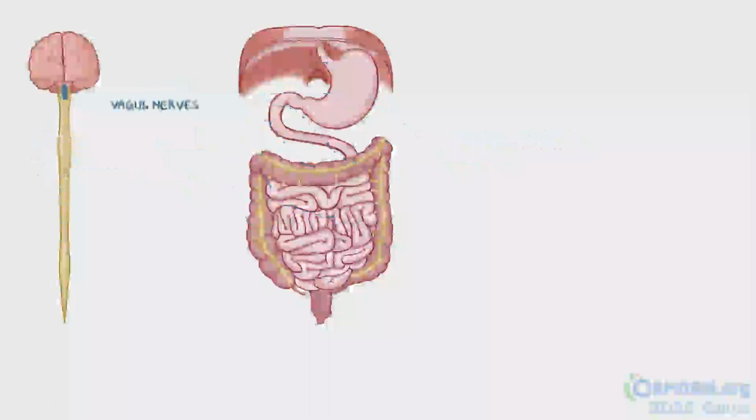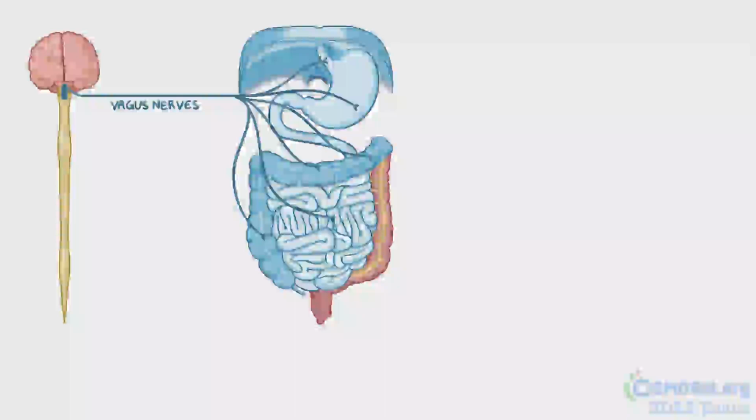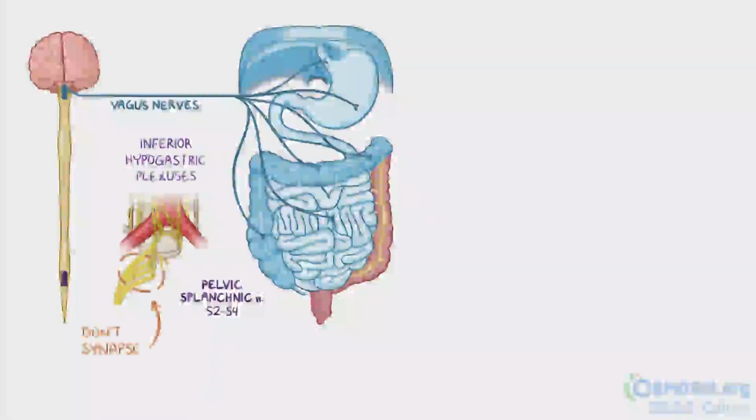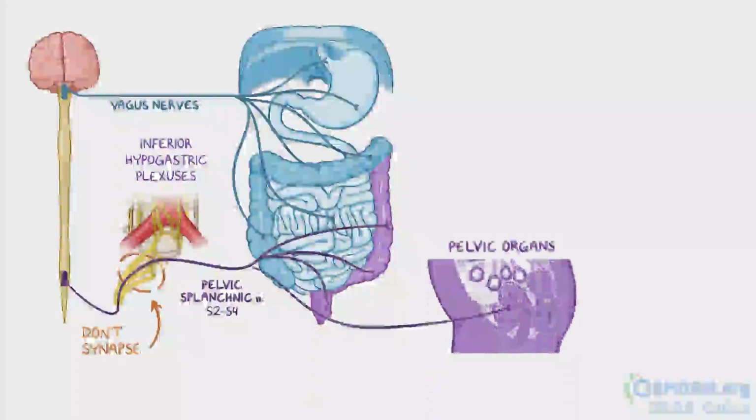The vagus nerves in the abdomen supply parasympathetic innervation to the lower esophagus, stomach, small intestine, ascending colon, and most of the transverse colon. The pelvic splanchnic nerves carry parasympathetic innervation to the final part of the gut, from the descending colon to the anus. Preganglionic fibers of the pelvic splanchnic nerves originate from the S2 to S4 spinal segments and travel to the inferior hypogastric plexuses without synapsing. From here, these fibers travel through the periarterial plexuses to synapse in the enteric ganglia of the descending colon, sigmoid colon, rectum, and pelvic organs.